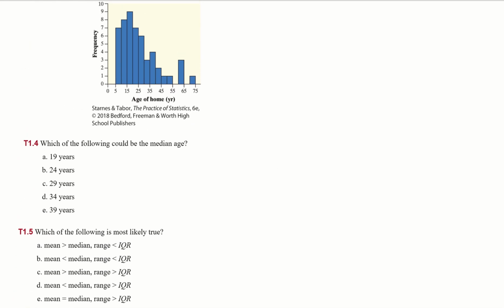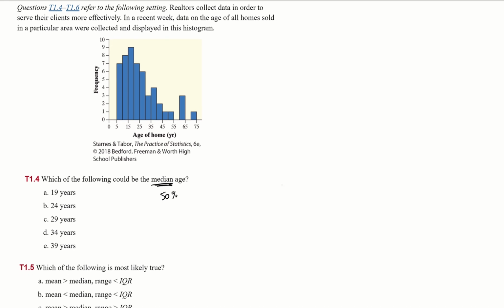So we're looking for the median. Remember, the median separates the bottom 50% from the top 50%. And so what we need to do is figure out how many homes there are. They don't actually tell us, but we can figure it out from the data.